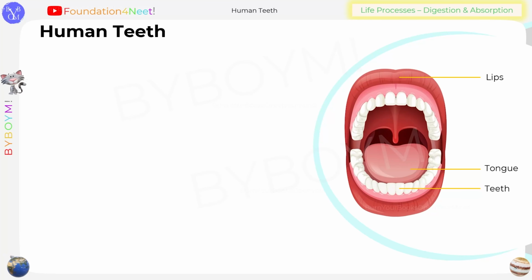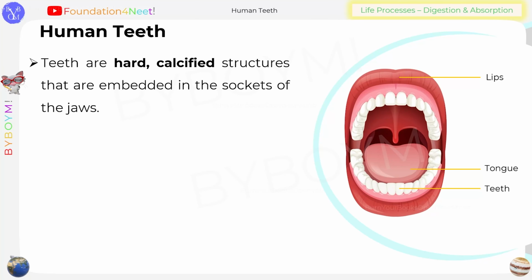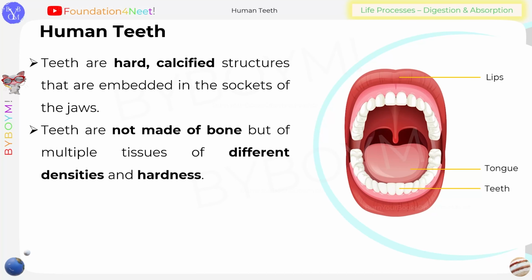What do you mean by calcified structures? You understand what hard is, but what do you understand by calcified structures? Structures that are made up of calcium are known as calcified structures. So teeth is one example of calcified structure. Another example would be bone. The next thing is that teeth are not made of bone, but what are they made of? They are made of multiple tissues of different densities and hardness.